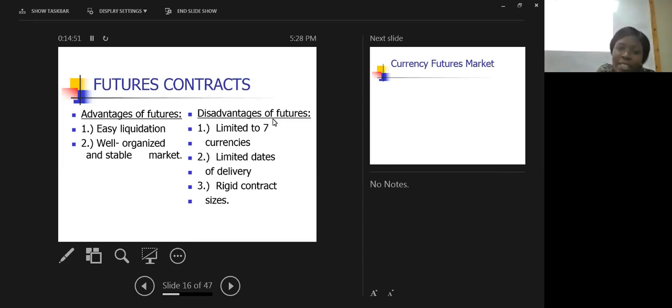Disadvantages of futures: limited to 7 currencies. Well, that was long ago, right? As you see, there are a lot more. We have Bitcoin now. Limited delivery dates and rigid contract sizes, right? So most times you may not be able to hedge exactly what you want hedged. But have no fear, it is not done in any case. You never hedge exactly how much you want to hedge. You never use derivatives to exactly cover how much you want to hedge. You always leave a piece out, because you never know how the market will move.